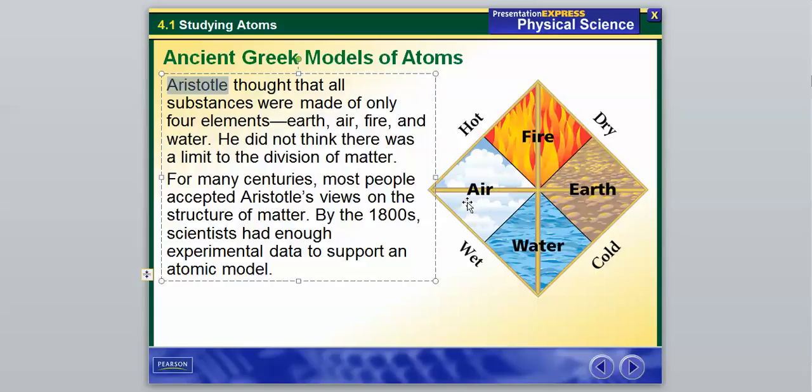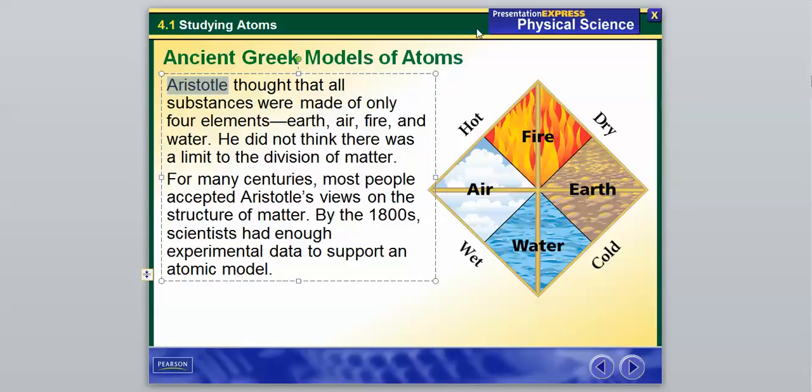And kind of what this little picture here means is that he believed air was a combination of either being wet or hot, water was either going to be wet or cold, earth was going to be cold or dry, fire was going to be dry or hot, just kind of depending on the scenario. So that is kind of what this little picture means here. That's kind of how he explained matter. And for many centuries, most people actually accepted Aristotle's view on the structure of matter. So again, this was around maybe 200 or 300 BC, maybe even a little bit later in 400 BC. This was an accepted belief.